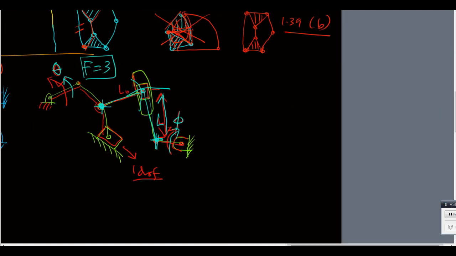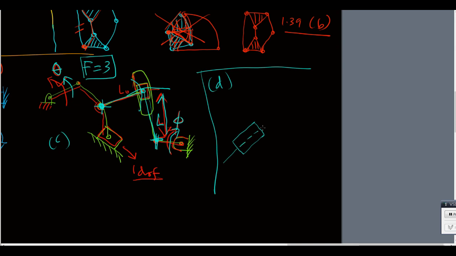Let's do more. Problem D, this was C. Problem D is a little problematic, it's a little difficult. What has happened is that the answer in the book is wrong. So, this is a slider, and then parallel to that is another plane. This is welded here.